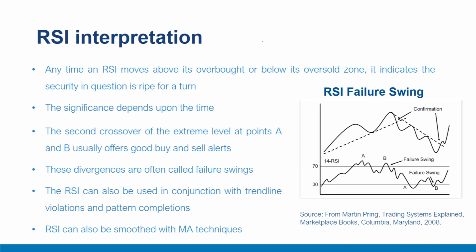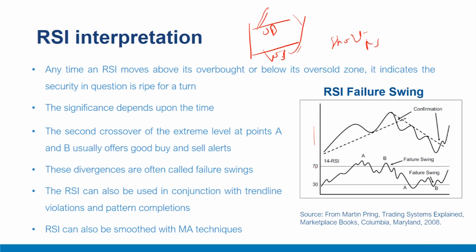Anytime RSI is above its overbought level or below its oversold level, it means the current trend is about to reverse. There is a high chance and the security in question is ripe for a turn. If it is going up, it may go down, or if it is down here, it may go up. The significance of this turn depends upon the time horizon. What is your time horizon? For a short time span RSI, the moves may be more frequent, while for a long term RSI, the moves may be less frequent and their significance may be more.